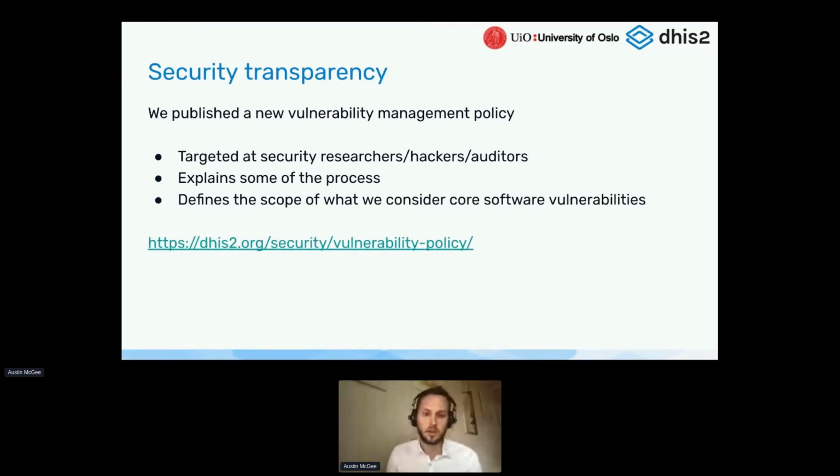This is published on our new security website, which you can find at dhis2.org/security, which talks about the security team, the processes that we're putting in place, and this vulnerability policy as well.